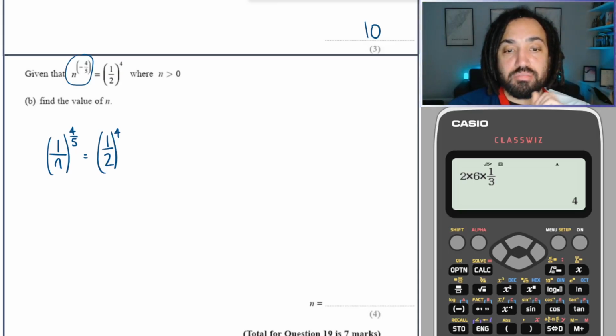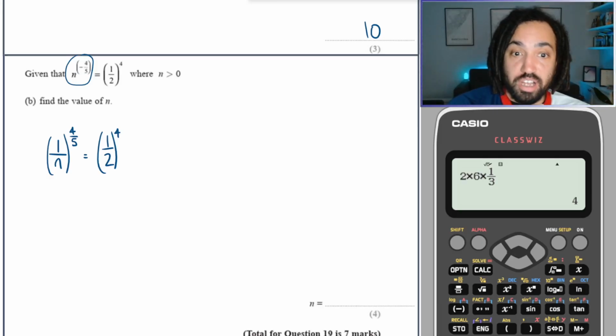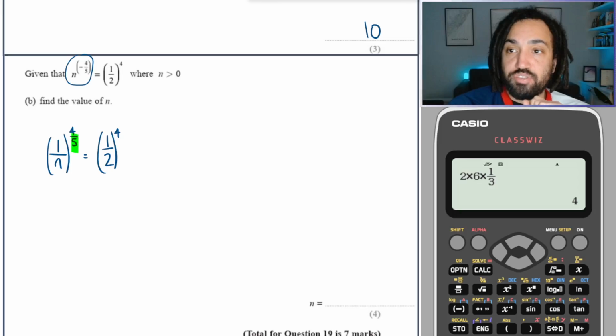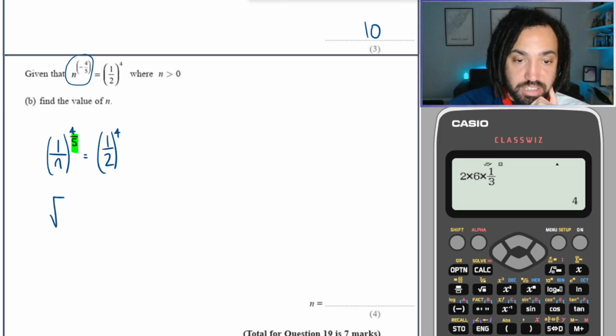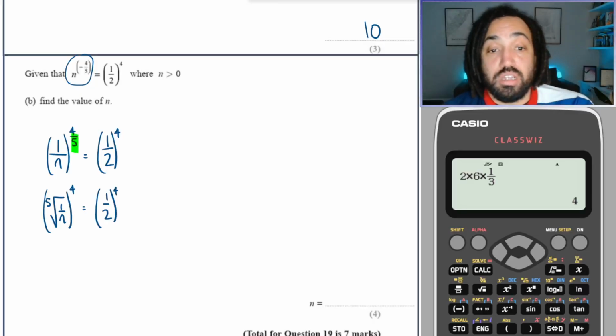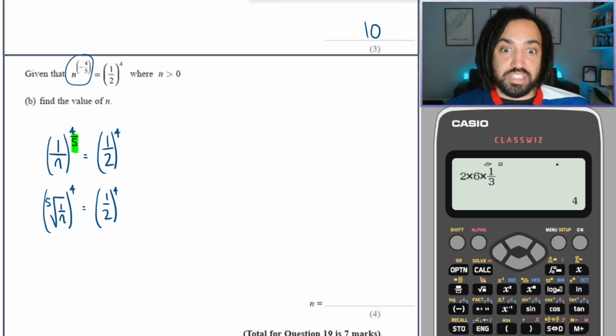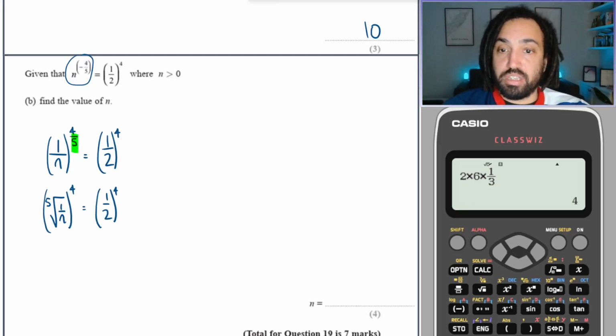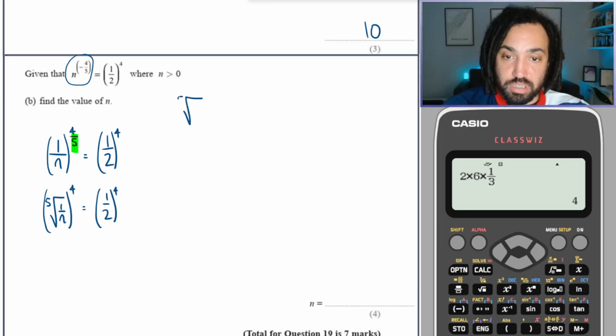Okay, now what we can do is this over 5 means the 5th root. So I can write this now as the 5th root of 1 over n to the power 4 is equal to 1/2 to the power 4. Okay, so now we've got it in a situation where the powers are the same and there's an equal sign, which means that the bases must be the same. Which means that the 5th root of 1 over n is equal to 1 over 2.